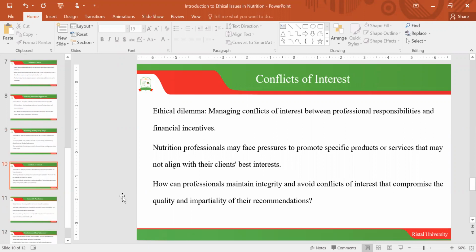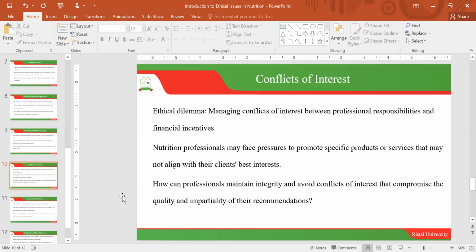Conflict of interest is something that we discussed earlier in research when we were looking at the ethical issues in nutrition research. What is conflict of interest? Conflict of interest is when you are, either intentionally or unintentionally, doing something over which you have a benefit.